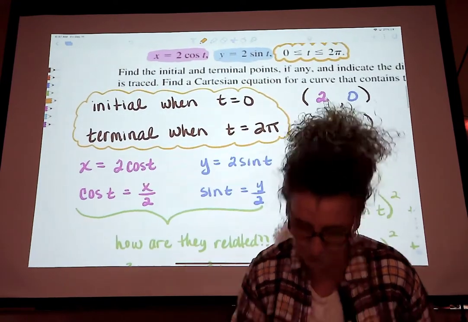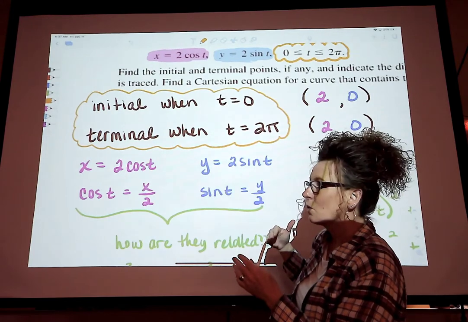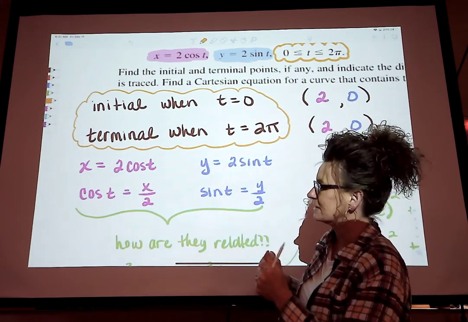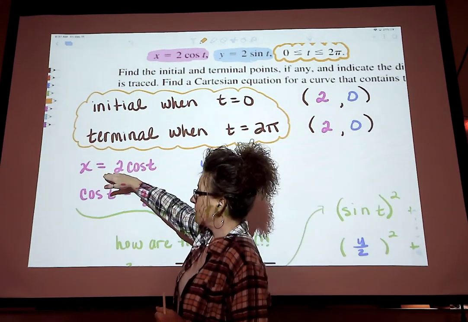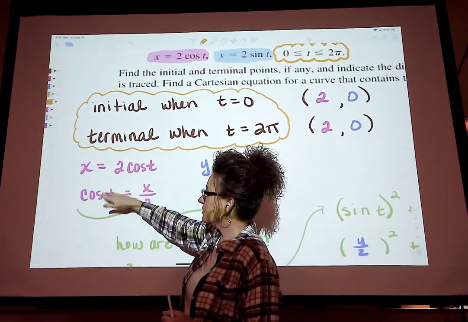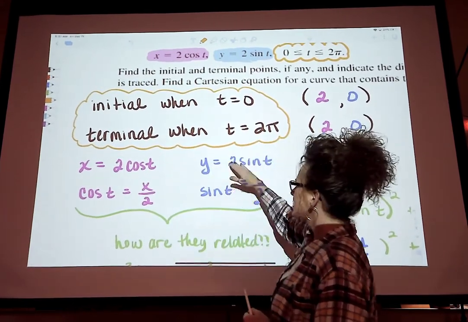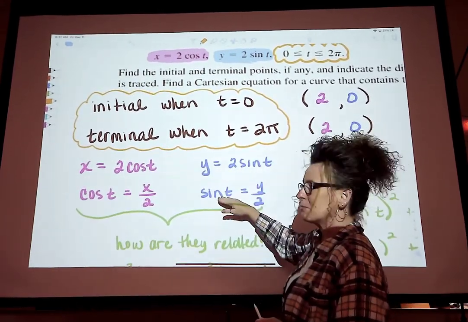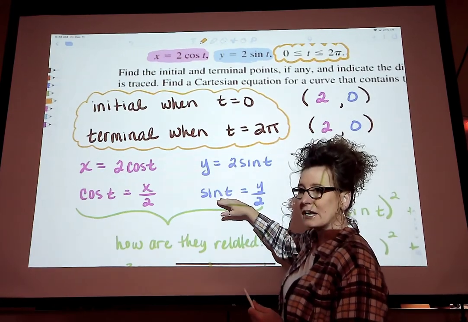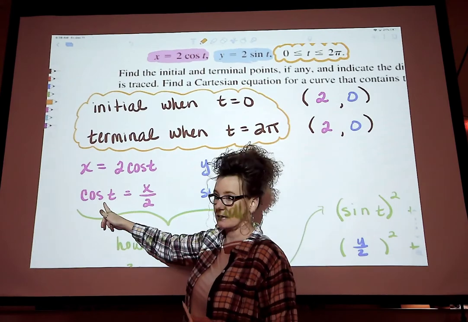Okay, so let's take a look at what the Cartesian equation looks like. Let's see how they're related. So I copied down my pink equation, and turns out that cosine is x over 2. Sine is y over 2. I'm kind of trying to solve for t, and it's not working out so well, but look, I got it in terms of sine of t and cosine of t.